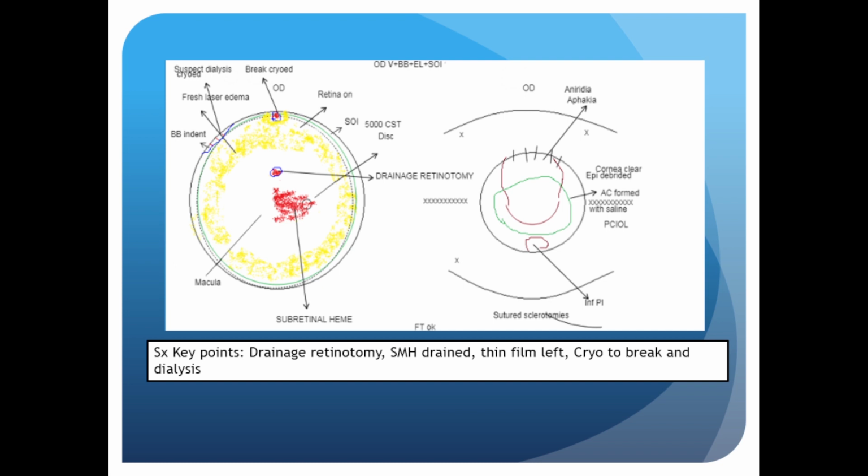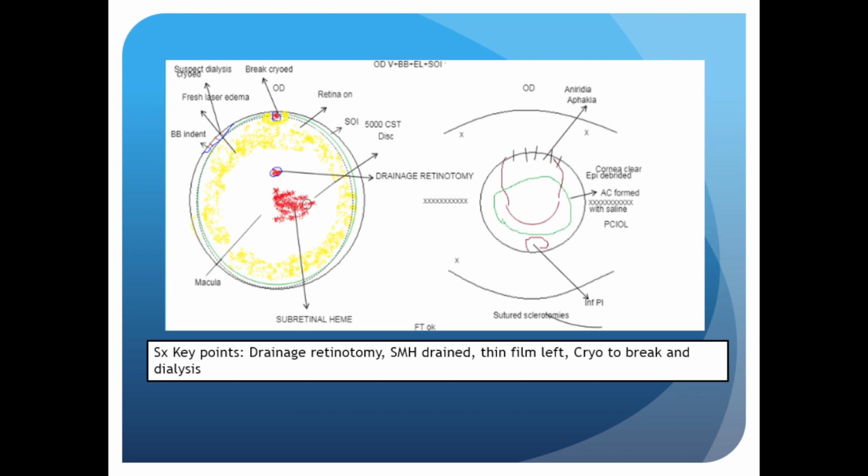So this is the area of dialysis where we have done the cryo. We have found a small break near the ora superiorly. We have done the cryo to this particular area. We have passed the belt buckle in this patient. And the drainage retinotomy was done in this area so that the submacular subretinal bleed could be drained. Submacular heme was drained from this retinotomy, but a small film of hemorrhage was still present. So we thought of leaving it so that once we give the prone position, it can disperse. Very thin submacular bleed was still there.